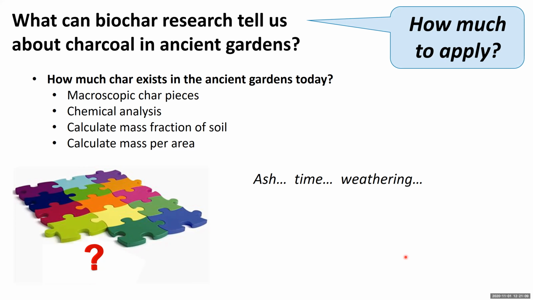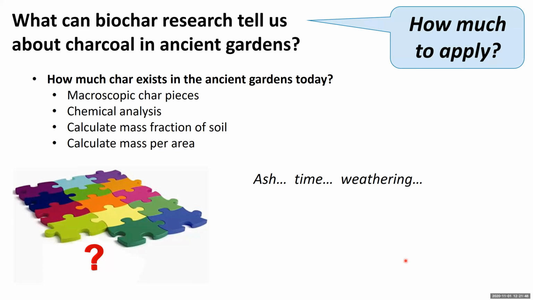So one approach is just to separate out as much of the visible char pieces as possible to find out how much mass of charcoal exists in a certain area of soil. Chemical analysis is another approach. This typically involves a laboratory digestion to quantify charcoal based on its chemistry. And the BPCA analysis is one example of several types of lab methods that we can use. So for either of these approaches, once we get an estimate of char mass, we can then calculate the ratio of char mass to soil mass. So how much mass of charcoal exists per gram of soil.